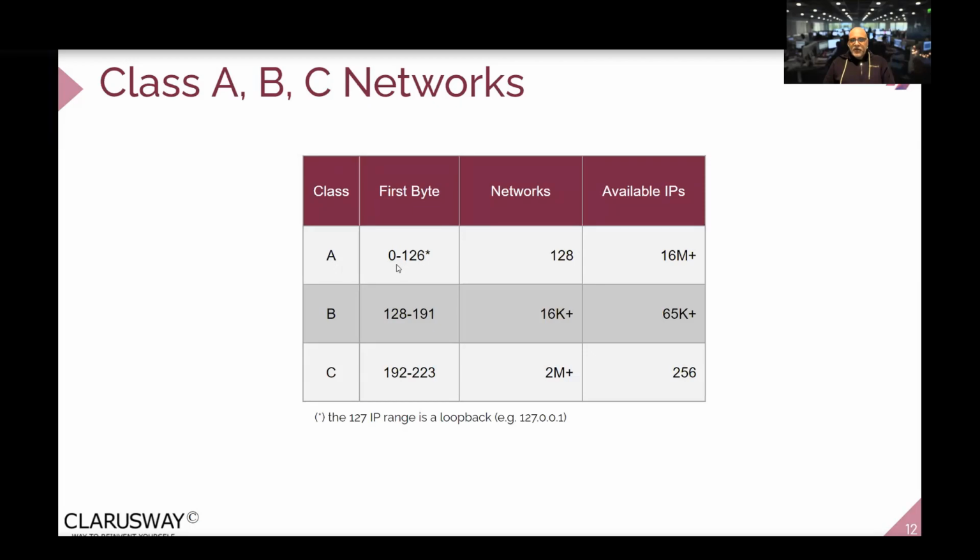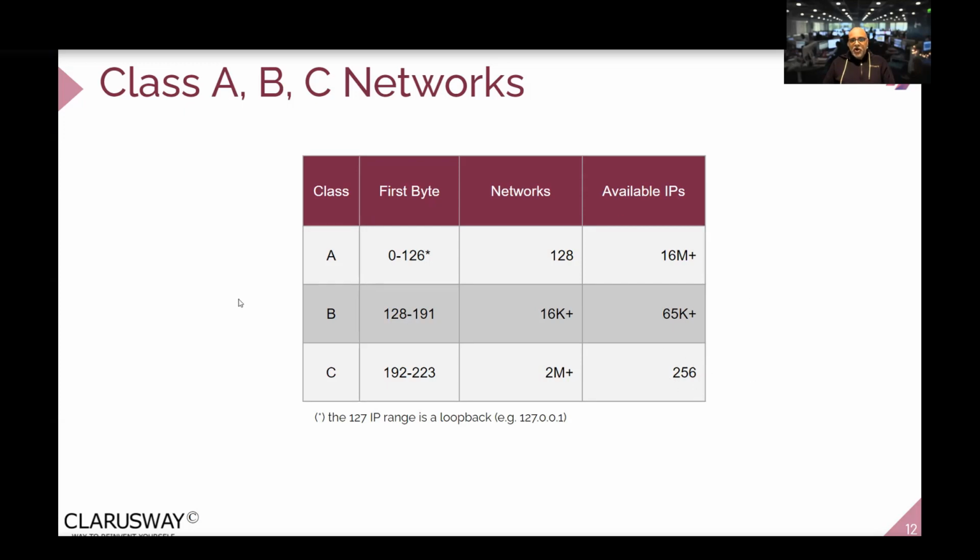So Class A networks start with, it should be 1 to 126. You can have 128 networks and more than 16 million available hosts. A Class B network starts between 128 to 191, and you can create more than 16,000 networks, and each network can have more than 65,000 hosts. And Class C can have 192 to 223, more than 2 million networks, and 256 IPs per network.